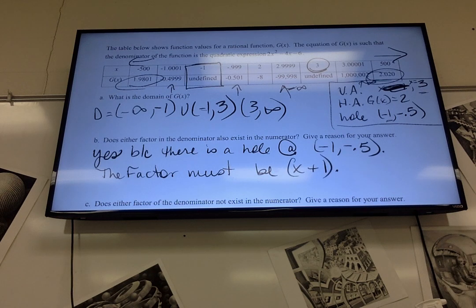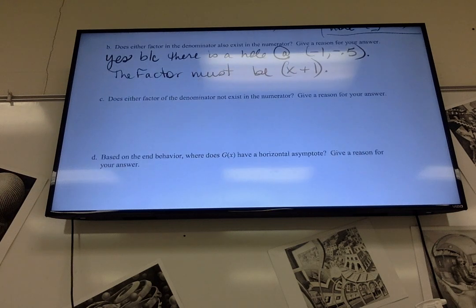So the factor is what would give me the x coordinate of the hole when I set it equal to 0. It didn't really ask me for the factor, but it'd be a good idea to put it in anyway. C, does either factor of the denominator not exist in the numerator? Yes. What is it? X = 3. Yeah. Let's see, I'm going to write it this way. There is a vertical asymptote at x = 3.